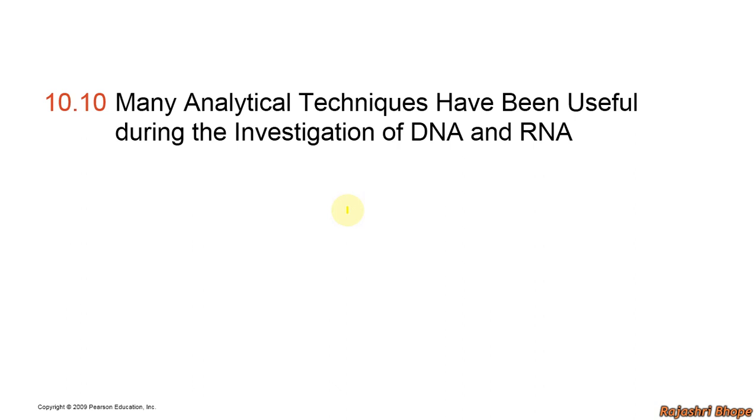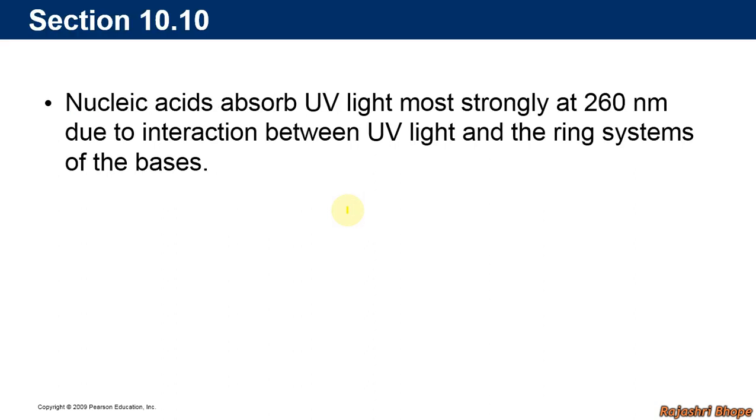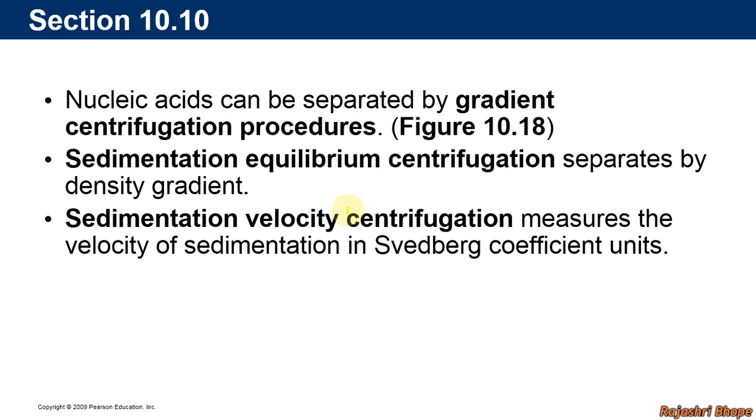Now these are analytical techniques which have been useful during the investigation of DNA and RNA. Nucleic acids absorb maximum UV light at 260 nanometers due to interaction between UV light and the ring systems of the bases. Purine and pyrimidine rings absorb this UV light. Nucleic acids can be separated by gradient centrifugation technique.